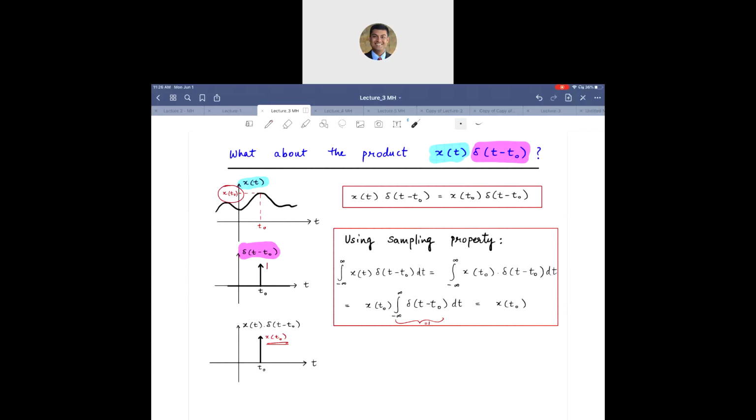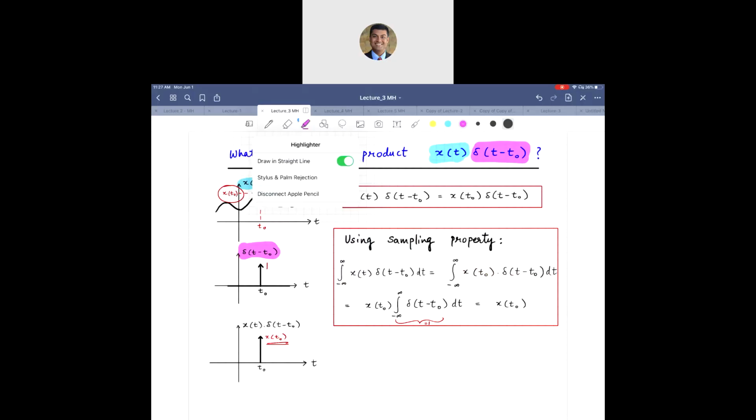Okay. There is another way of looking at it using the sampling property. What do you have? The sampling property says if you take the product of x of t, delta of t minus t0 dt, and you integrate, I only have delta of t minus t0 valid at t0, which means I only need to worry about x of t0. Other times it is 0. So x of t0, delta of t minus t0 dt remains as is.